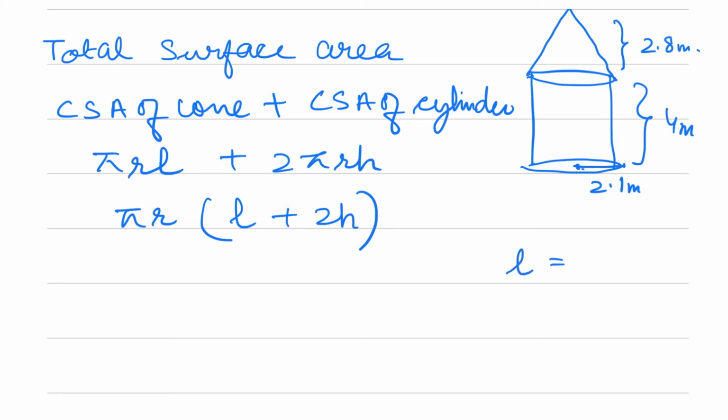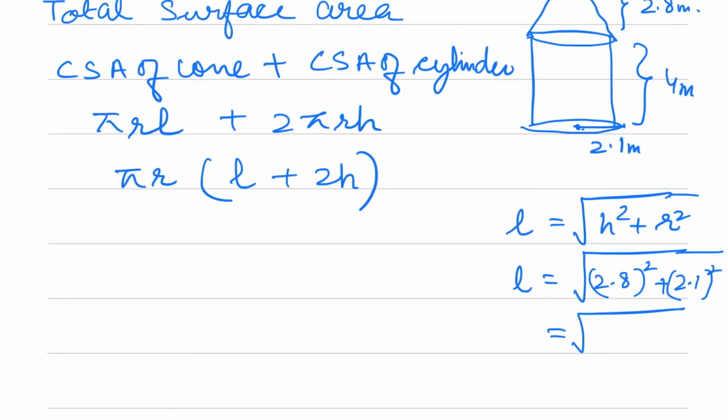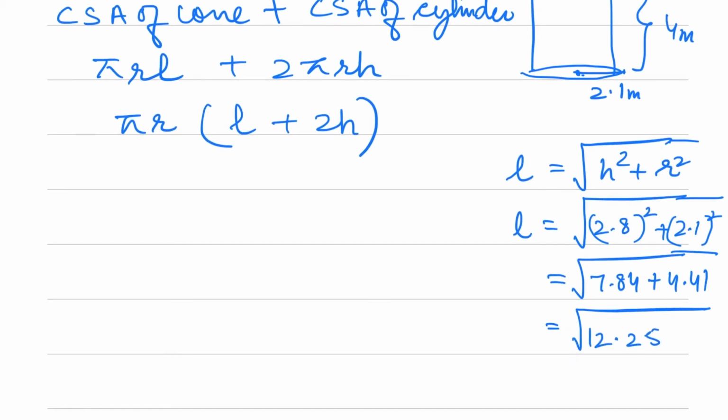L will be equal to square root of H square plus R square. So L is equal to, height is 2.8 whole square plus 2.1 whole square. So this is equal to 7.84 plus 4.41. We get here as 12.25. Okay, so this is a perfect square, we know. So this L is equal to 3.5 meter. Okay, now let's substitute L here.